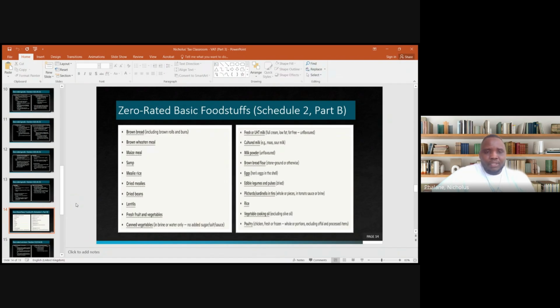So brown bread, including brown rolls and buns, brown wheaten meal, maize meal, samp, mealie rice, dried mealies, dried beans, lentils, fresh fruit and vegetables, canned vegetables in brine or water only, basically no added sugar, salt, or sauce. Right. You can go through the other items, but essentially these are your basic foodstuff. All right.